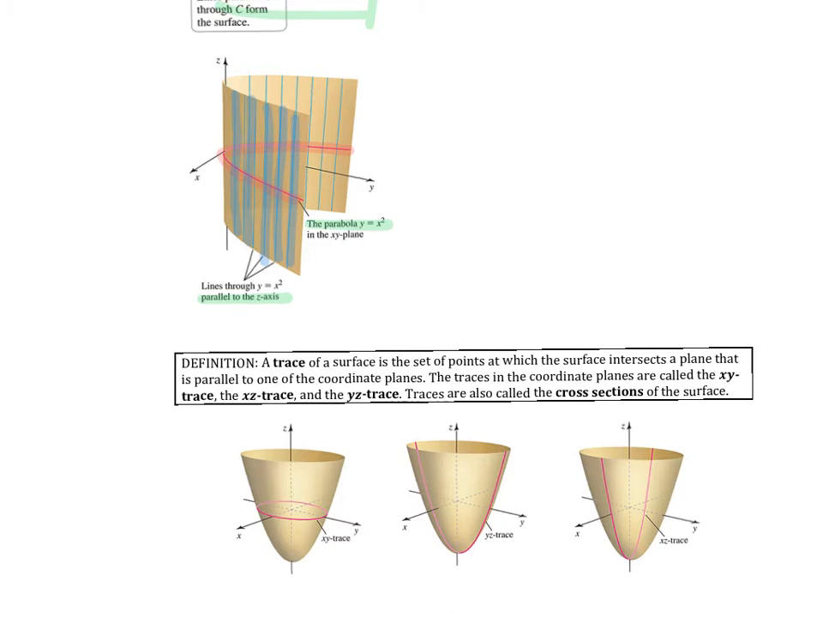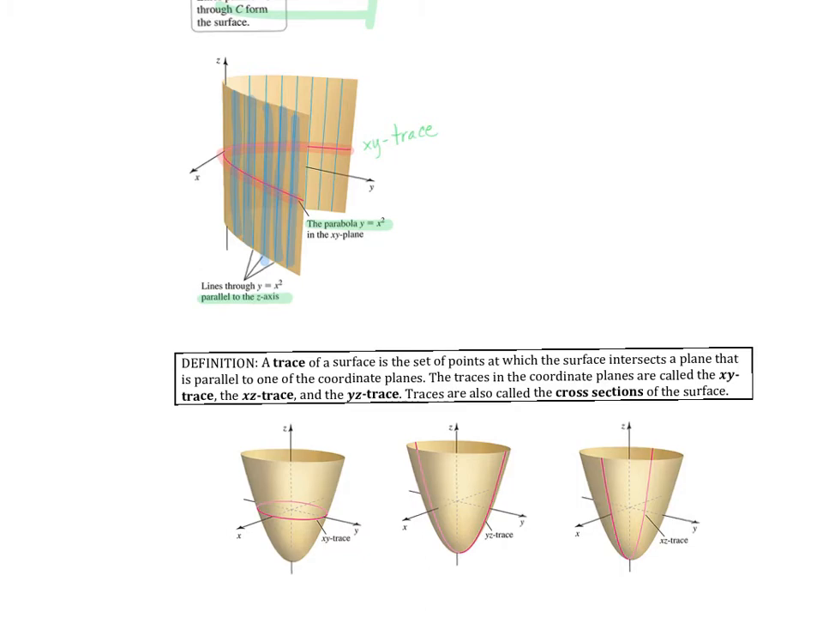Okay, so let's look at a few properties here. Where the surface intersects the xy plane, notice that that's where my curve is. So I call that curve the xy trace. It's simply the intersection between the xy plane and my surface. That's how that curve is generated.